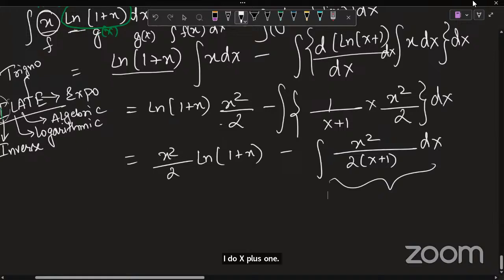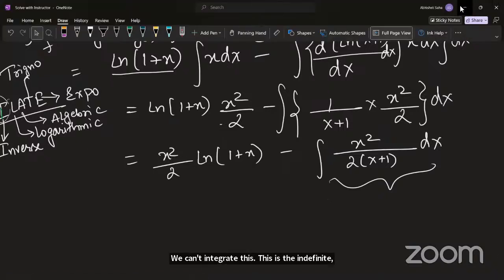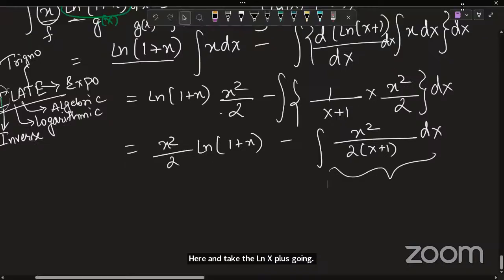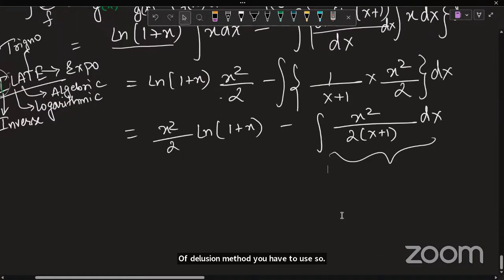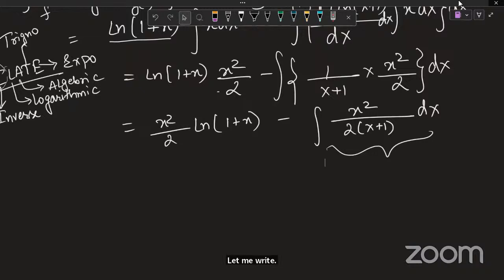We can't integrate this, sir. This is an indefinite integral. Yeah, you have to again use the f of g of x rule to integrate this function. Simply, sir, there we differentiate ln 1 plus x and integrate x. Sir, we had to apply the substitution method. Substitution method. Now you have to use the substitution. Yes, substitution method you have to use. So let me write, or let me pick the solution aids.